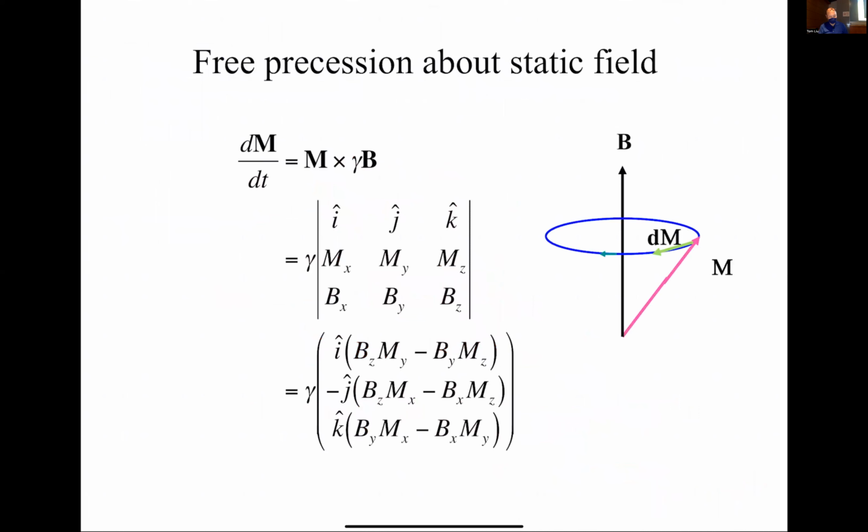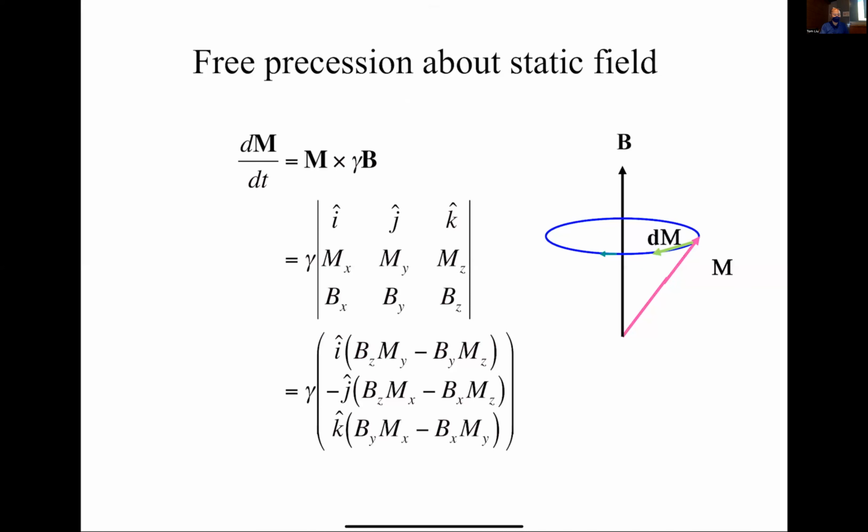I know this looks scary, but we'll walk through it, so don't worry about it. Just to remind you how we mathematically describe precession, because we want to work our way up to what's called the Bloch equation, which is the governing equation for MRI or NMR in general. This is basically the equations of motion for magnetization.